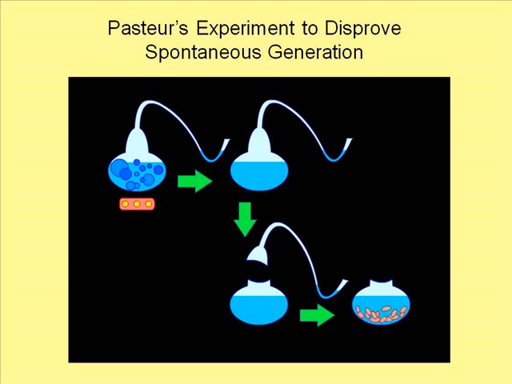In Pasteur's experiment, he wanted to also disprove spontaneous generation, but he also wanted to show that heating things can kill life. So what he did was he took this special flask that you see in the picture.